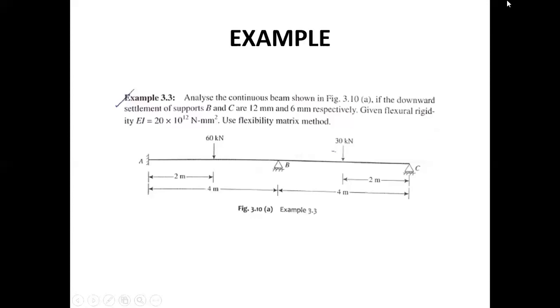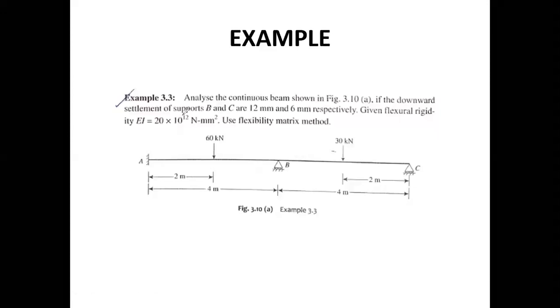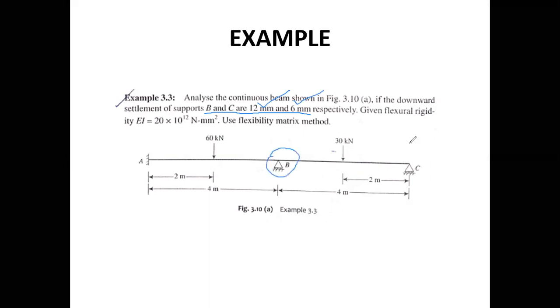But the thing which has been given here is that supports B and C are showing a settlement of 12 mm and 6 mm respectively. That means support B and support C are giving a displacement, a settlement, of 12 mm and 6 mm respectively. So by keeping these things in mind, we'll simply proceed as we have done the analysis for previous cases.